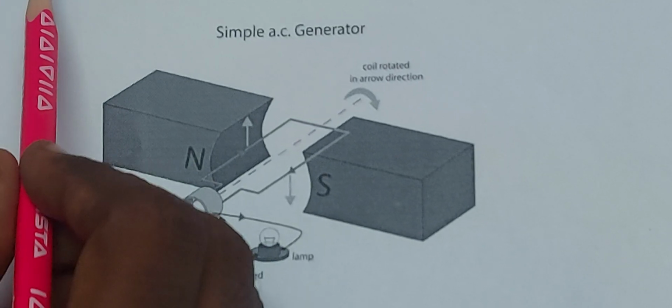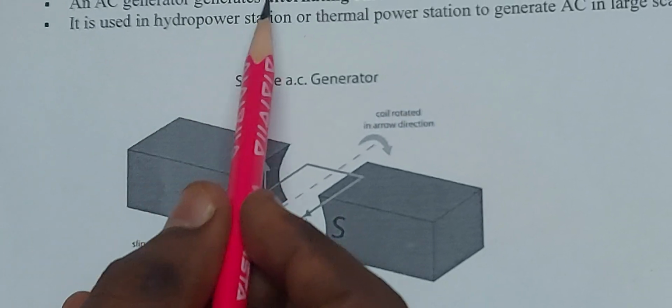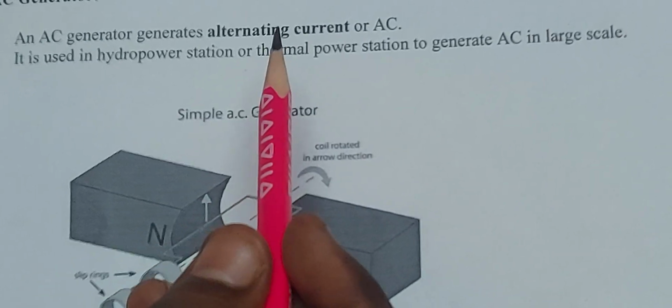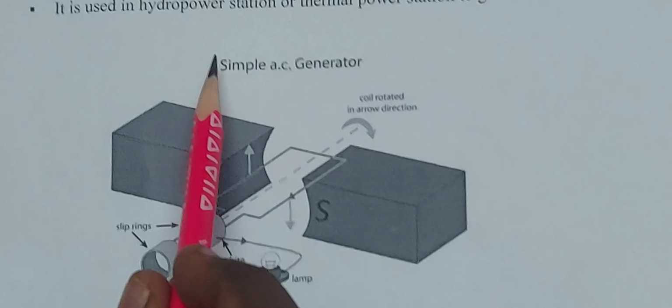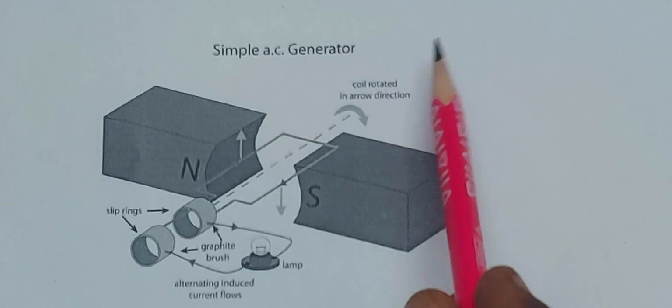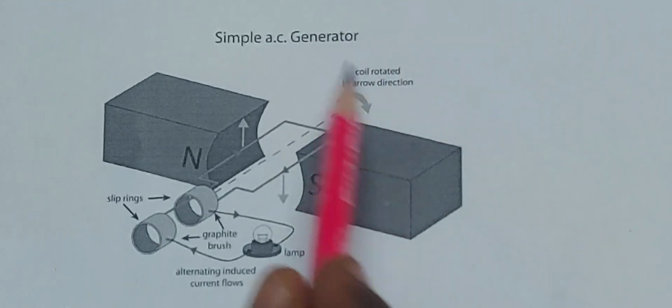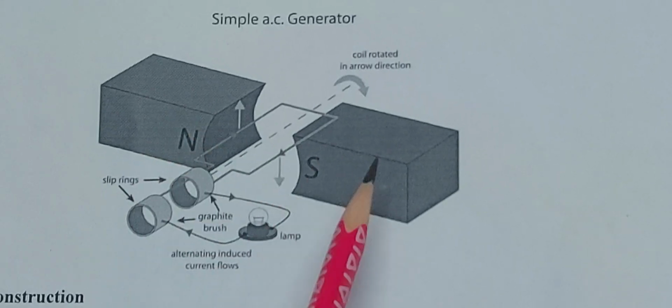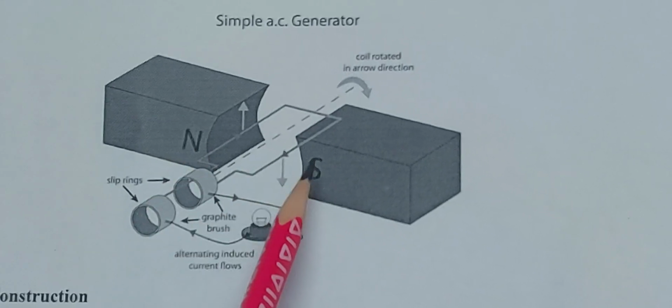The AC generator generates an alternating current, or AC. It is used in a hydro power station or thermal power station to generate alternating current. This is the simple construction of an AC generator. It consists of two bar magnets, a north pole and a south pole.